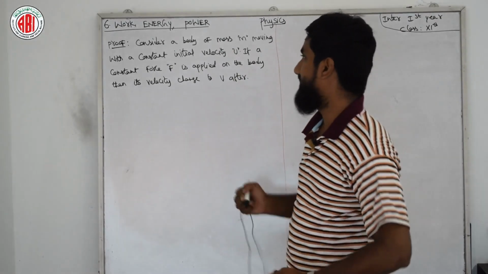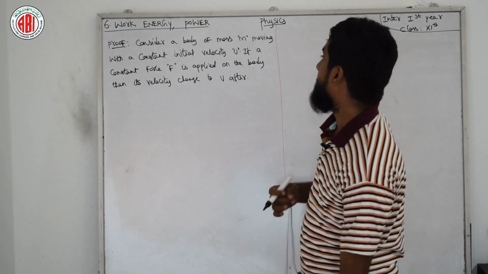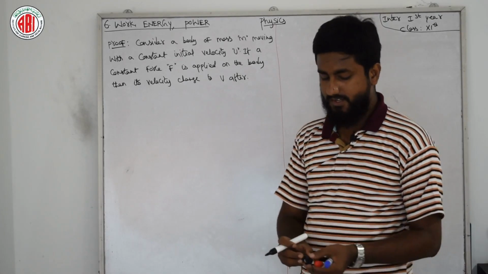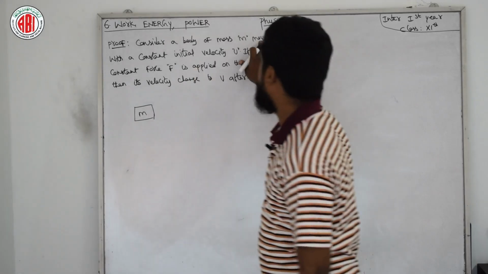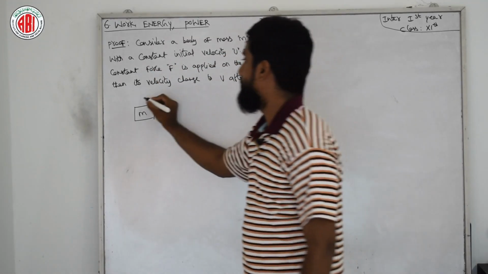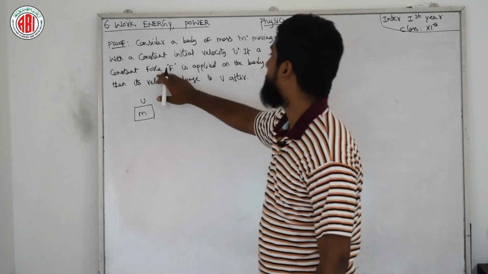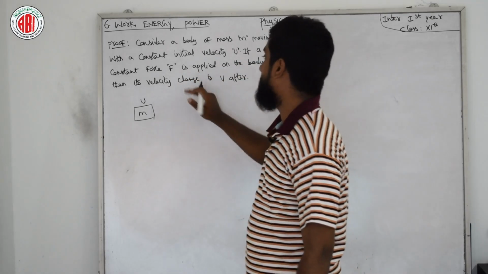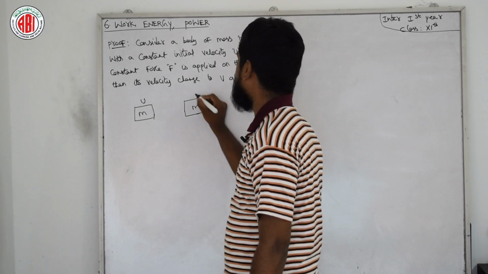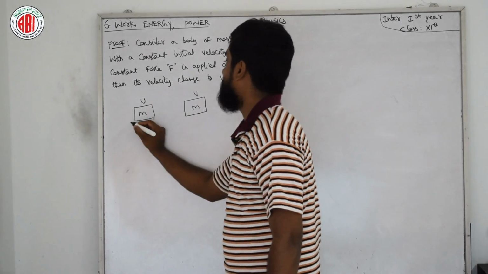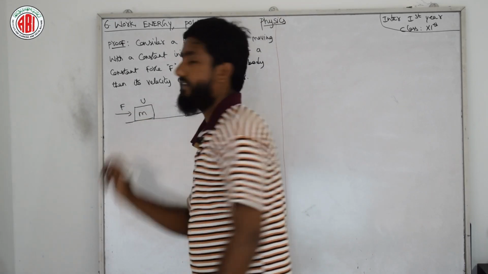Now coming to the proof related to the work energy theorem, as you can see, I already wrote a few points on the board. Consider a body of mass m, any body we can say, moving with a constant initial velocity u. If a constant force F is applied on the body, then its velocity changes to a final velocity v. Mass is the same but its velocity changes from u to v, whereas we are applying a constant force on that object.